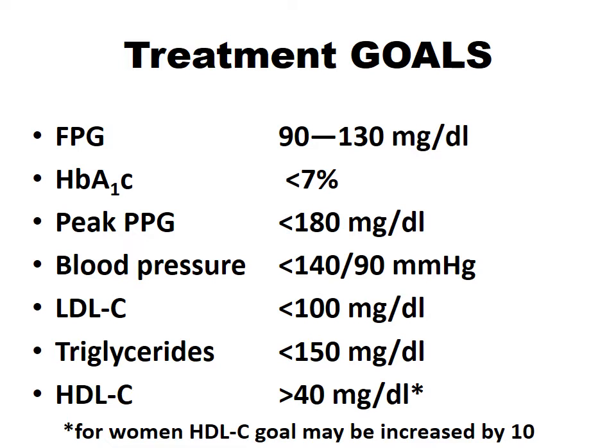Low density lipoprotein cholesterol level should be less than 100 milligram per deciliter. Triglycerides less than 150 milligram per deciliter. High density lipoprotein cholesterol should be more than 40 milligram per deciliter. For women, high density lipoprotein cholesterol goal may be increased by 10. That's more than 50.